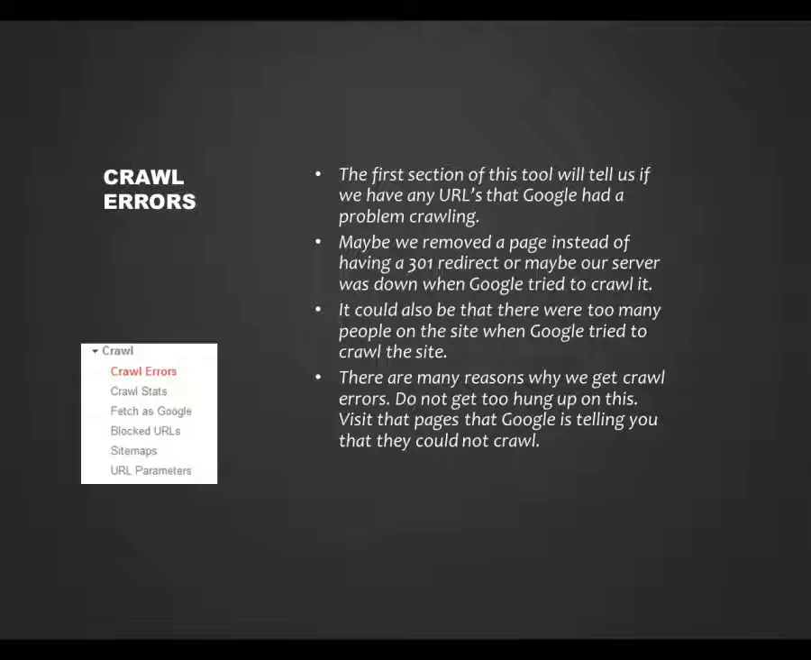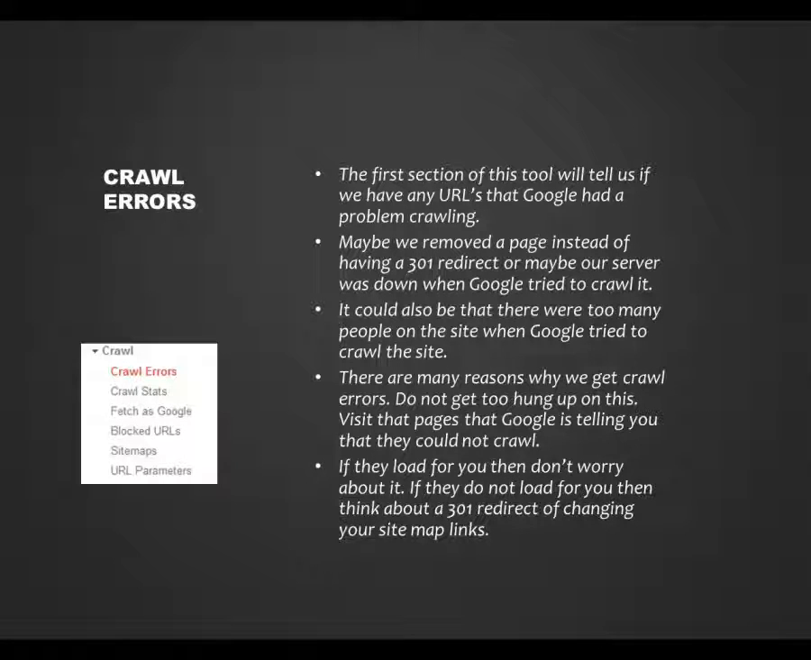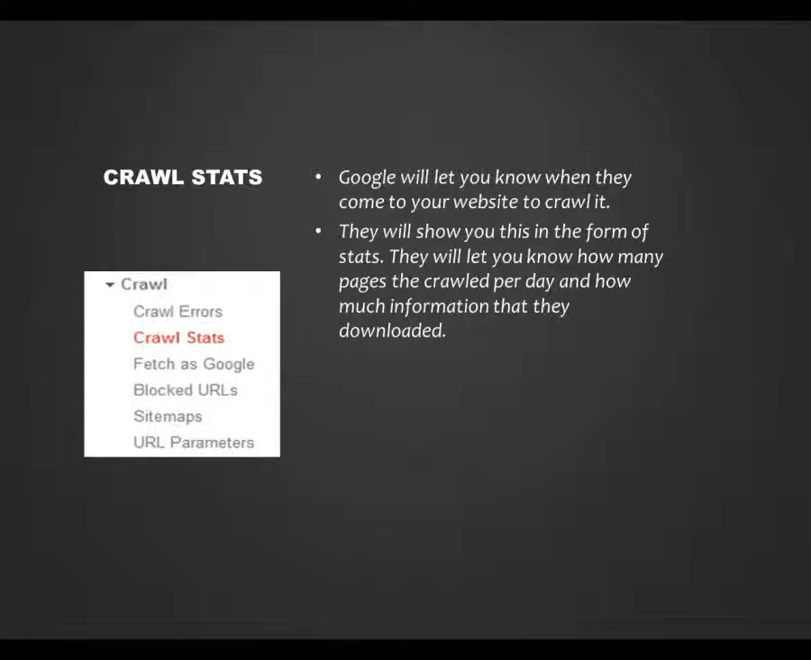That means that Google was crawling at a particular time when maybe your website had high traffic and it couldn't get to that page, which is a good sign. So maybe you might have to increase your CPU, your bandwidth, or get on a better server. So there are a lot of reasons for crawl errors, not just the fact that they couldn't get on there. They're just letting you know they weren't able to crawl it at this time. If the pages load, don't worry about them, of course. If they do not load, then think about putting in a 301 redirect, or changing your site map links. So maybe you want to have a 301 redirect for those crawl errors if they're getting a 404 error.